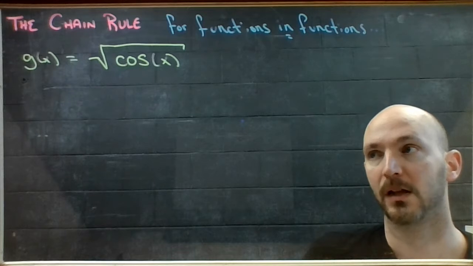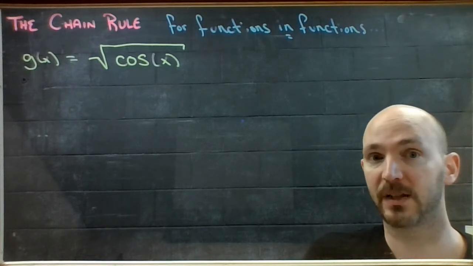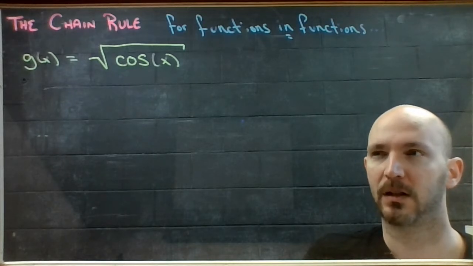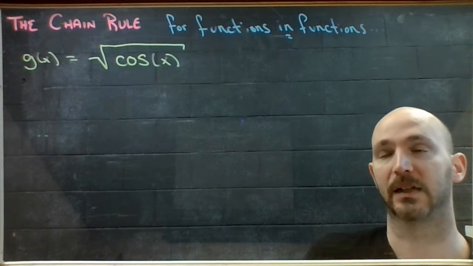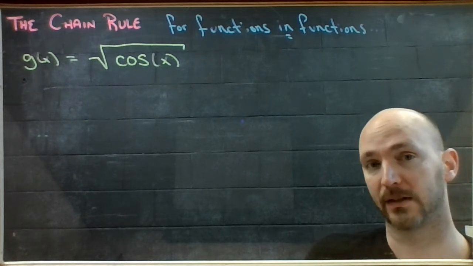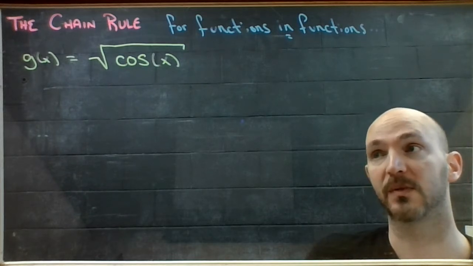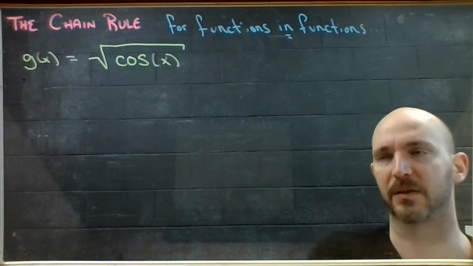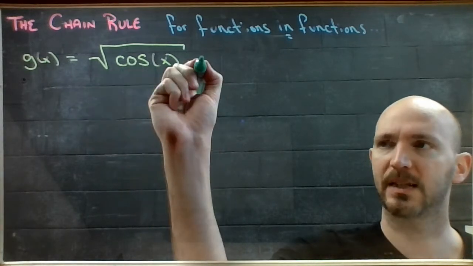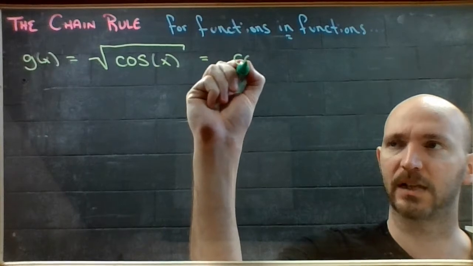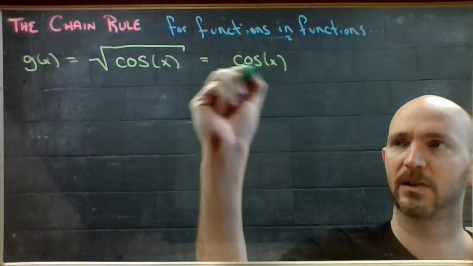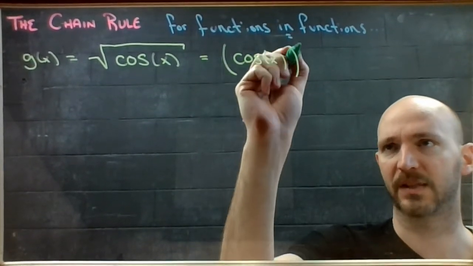Okay, so I have a cosine shoved inside of a radical. So the first thing I'm going to do to that is write the radical in fraction exponent form so that it's a little easier to apply the power rule. So this thing is a cosine of x raised to the exponent 1/2.